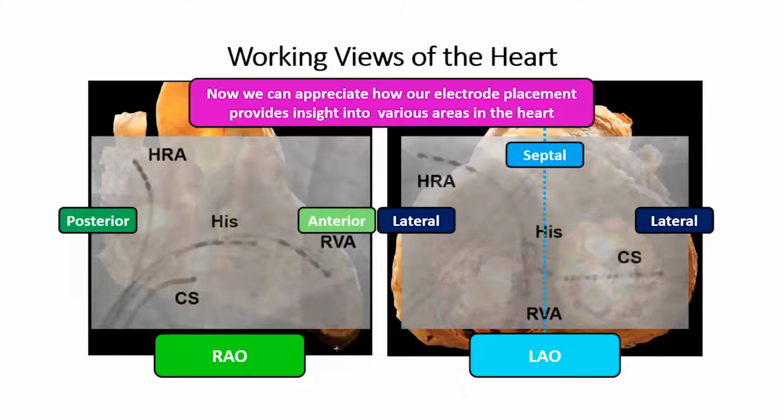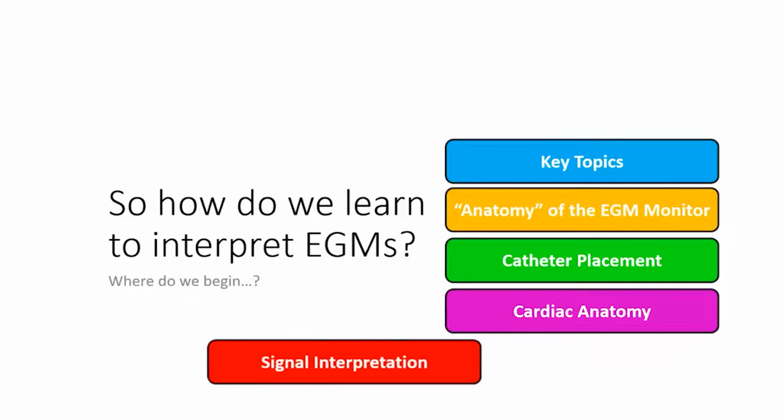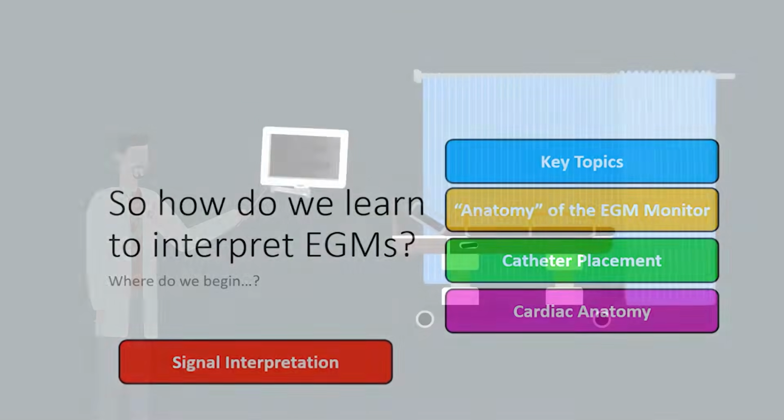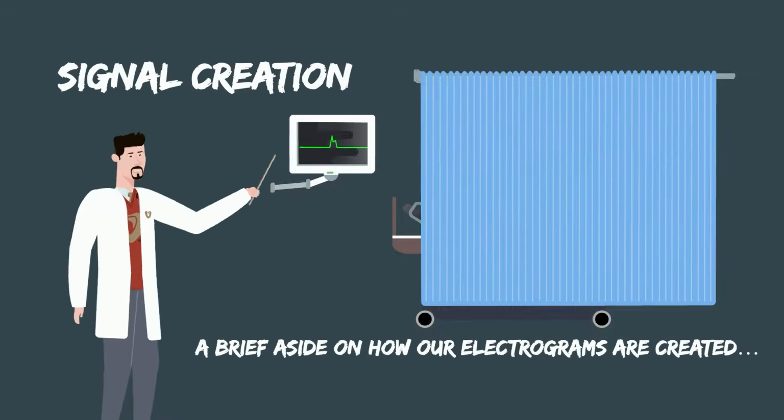Now through these images, I hope you have a better appreciation of where our catheters live both on fluoroscopy and in a gross anatomical specimen. Now before we go into signal interpretation, let's take a brief moment and just talk about signal creation.